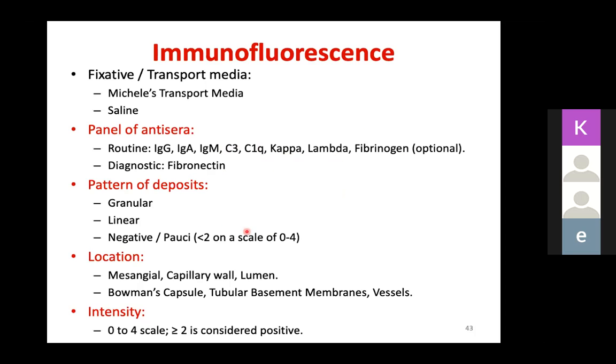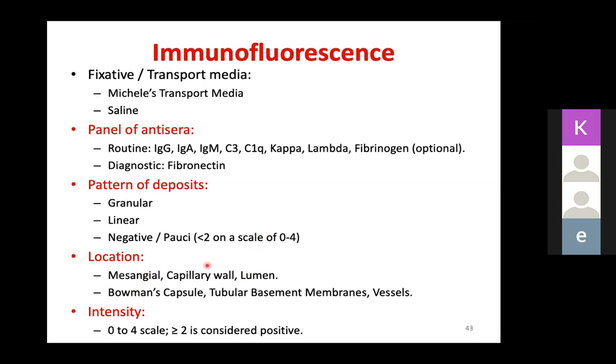Then when we are interpreting, we try to look at the pattern of immunofluorescence. It could be granular, linear, or negative. Pauci-immune is anything less than 2 plus on a scale of 0 to 4. We interpret our immunofluorescence on a scale of 0 to 4 depending upon the intensity, which I shall show you in some examples. So we are noting the pattern, the intensity, and the location.